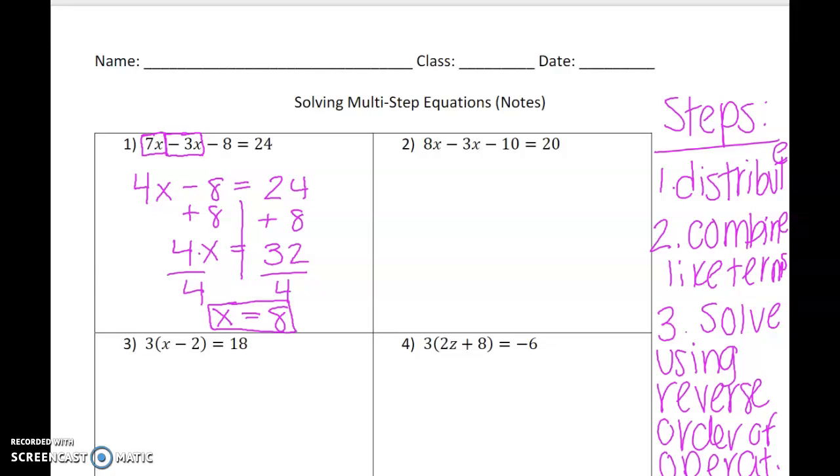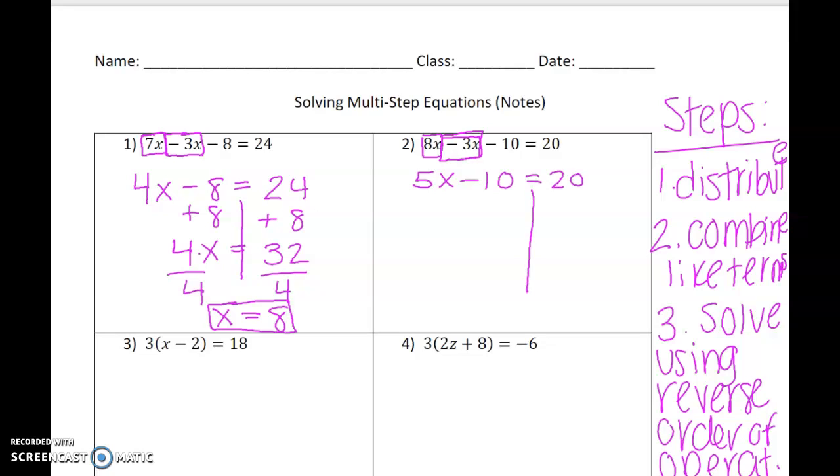Alright, so now if I'm looking at number 2, my first step is distribute. Well, I'm not seeing any parentheses, so I'm all good there. My next step is to combine like terms. So I'm going to look at my first term, 8x, and I'm going to see if I have a like term with it. Well, I do. I have this negative 3x, so I'm making sure we're keeping that sign out in front. So 8x minus 3x would be 5x. I still have this minus 10 equals 20.